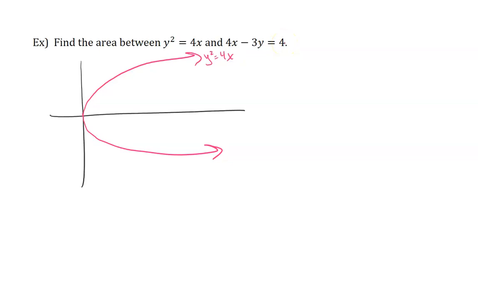And then 4x minus 3y is linear. Resist the urge to put it into slope-intercept form and try to find the y-intercept. Use the standard form and some easy values. I know that if y is 0, this has a point at 1, 0, so we'll call that 1. And I also know the slope in standard form is the opposite of a over b, so the slope here is 4 thirds, which is a little bit steeper than 1, so something like that. So there's my graph, and there's the region bounded between the two. This is 4x minus 3y equals 4.